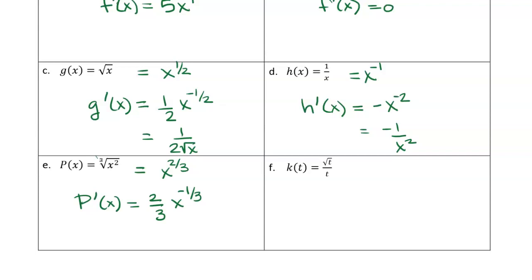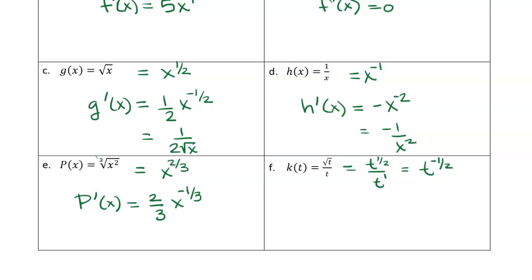All right, now this is another one where I have to rewrite it. Now I can think of this as t to the 1/2 over t to the 1. And then I can subtract the powers, right? I have the same base of t. So this is actually the same as t to the minus 1/2, right? Because I have a quotient, and I can subtract the powers because they have the same base.